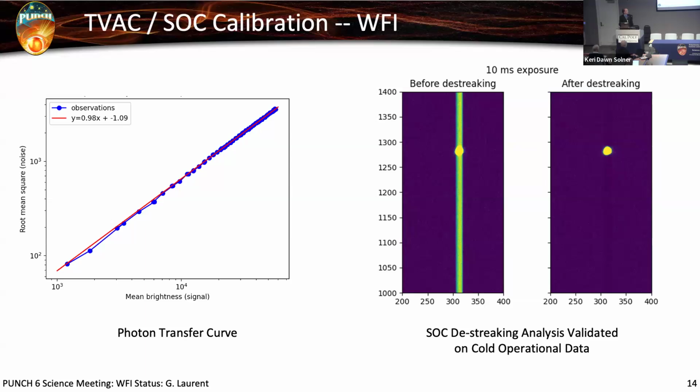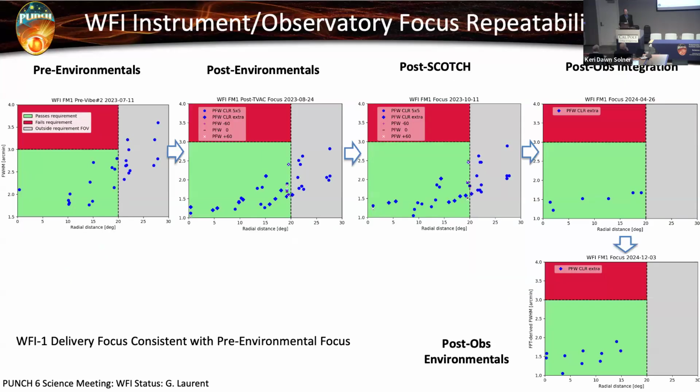During TVAC, we also took cold images of point sources and corrected, working again with Marcus, for de-streaking, which is inherent to the pseudo-frame transfer design of the camera. These are very, very stretched images that you're seeing here. So even at very low levels, we do see this streaking, but that goes away after processing.